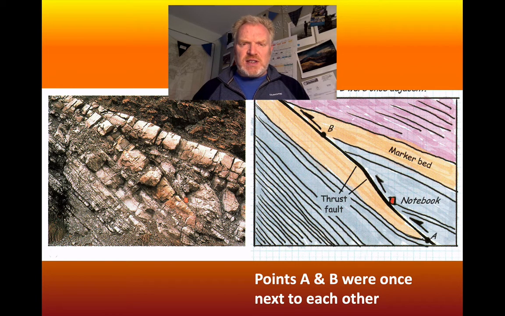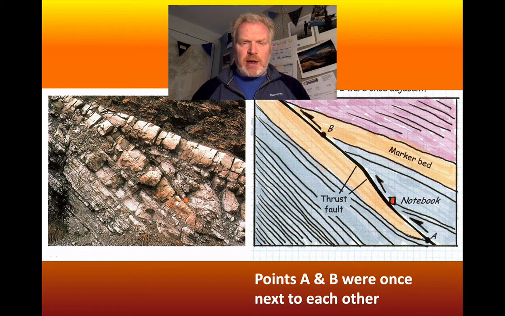I can see I've got a distinctive bed of rock there, what we call a marker bed. That allows me to trace what's happened to that bed throughout that exposure. And I can see there that this marker bed has got broken and moved. Where you see on the diagram, point A and point B, they were once next to each other. And the beds there have been broken and one has been pushed up on top of another. It's a feature we call a thrust fault.